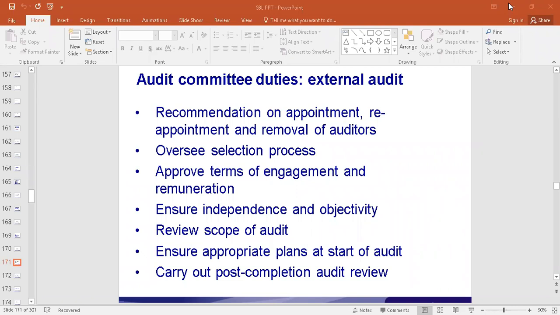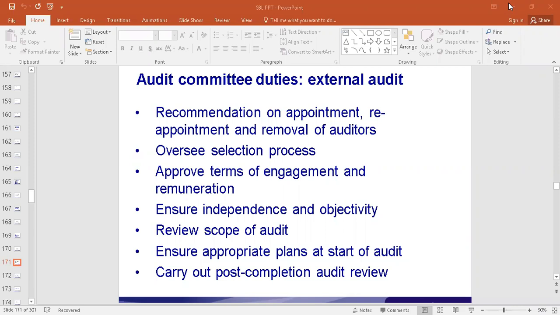What are the audit committee's duties in terms of external audit? Recommendations on appointment, reappointment, and removal of auditors. Oversee the selection process. Approve terms of engagement and remuneration. When the external audit happens, who should be appointed, and their terms and conditions and remuneration. They ensure that the independence and objectivity of the auditors is there, then review the scope of audit, ensure appropriate plans at the start of the audit, and carry out a post completion audit review.